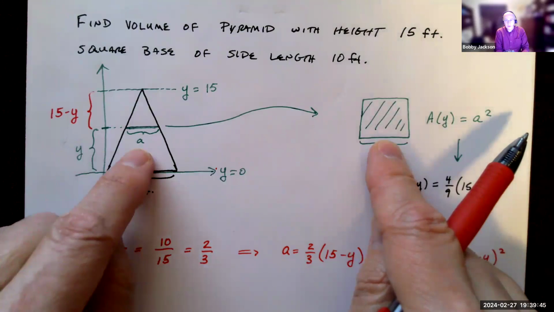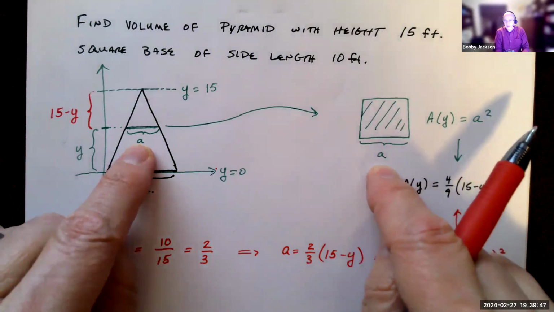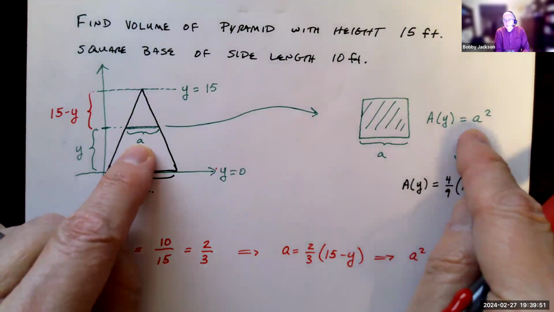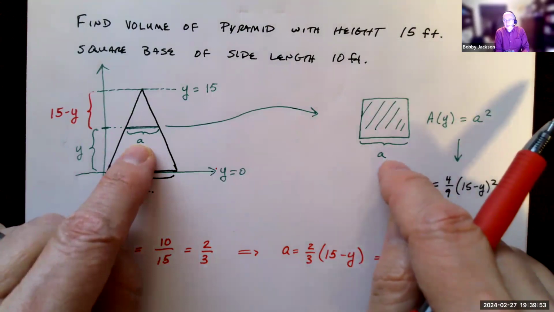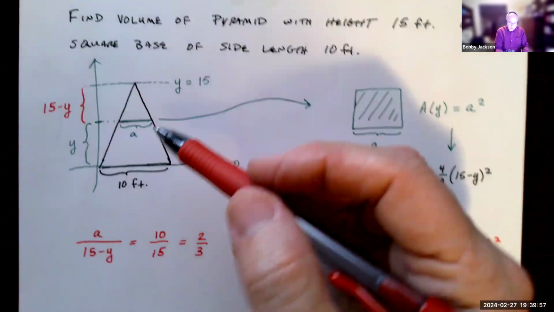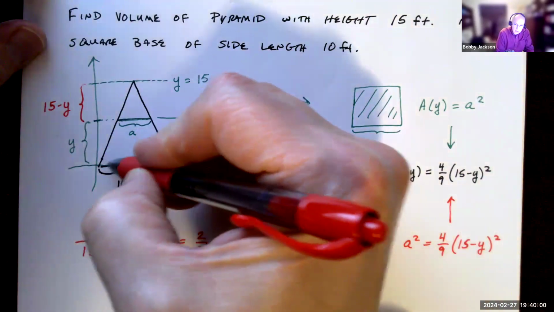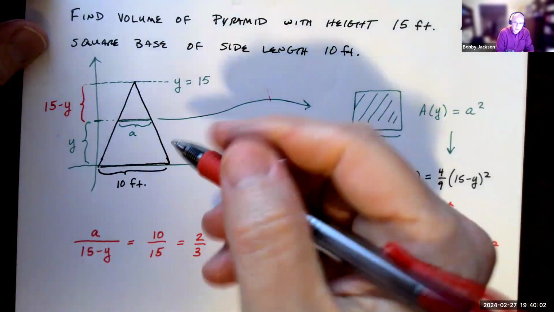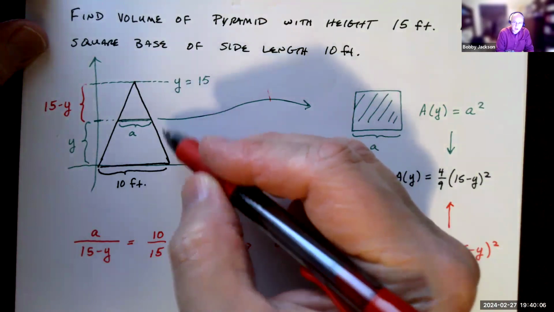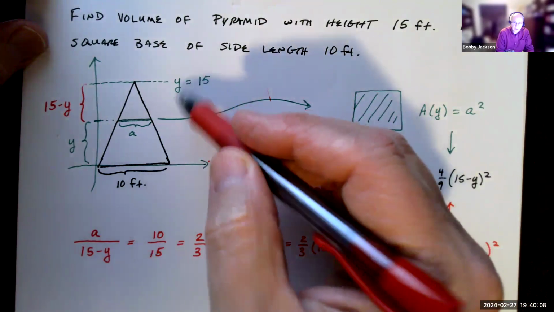As y gets bigger, what's happening to the area? Well, obviously, if the side length is a, we know the area is just a squared. Okay, so how do I get a, little a, that is, as a function of y? Well, I'm going to use similar triangles. You can see I have the big triangle itself, which is a cutout of the pyramid. The base is 10 and the height is 15, right? Going all the way from y equals 0 to y equals 15.